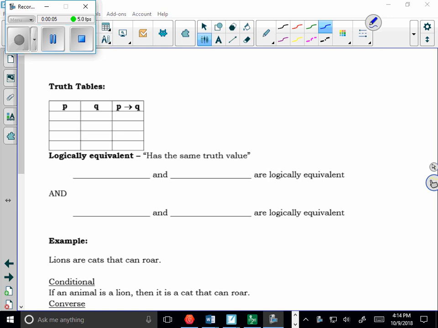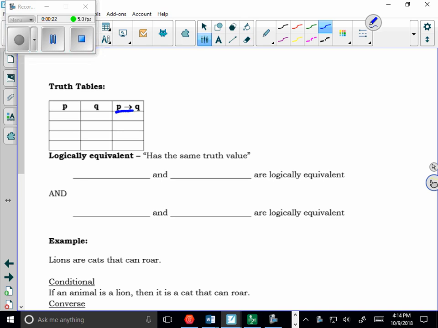Let's take a look on the back. This is the very last page of your notes. I want to wrap up with a truth table of the conditional. Remember we said our conditional at the very end of class was an if-then statement. So that's what I've got here.